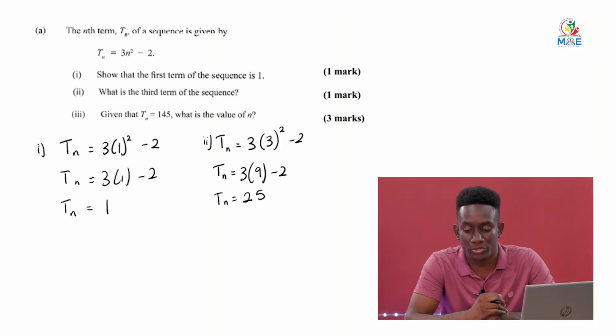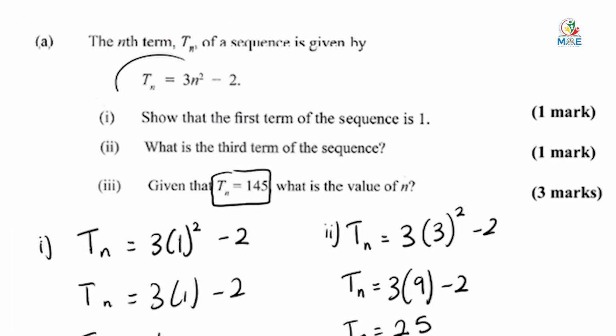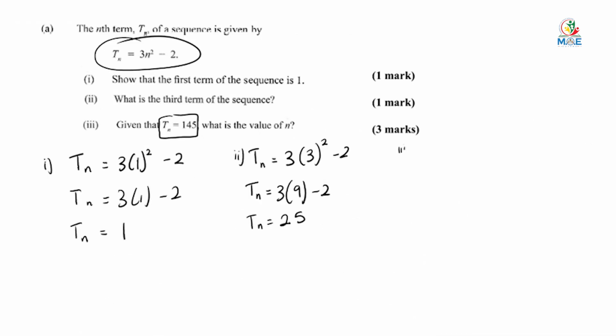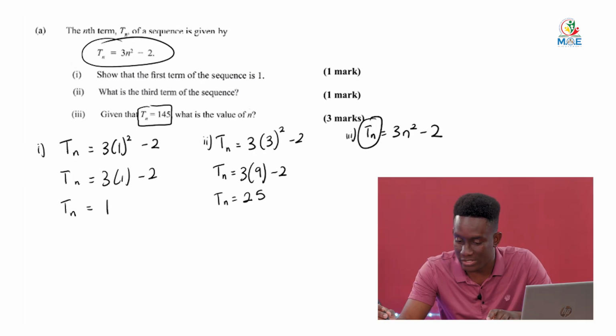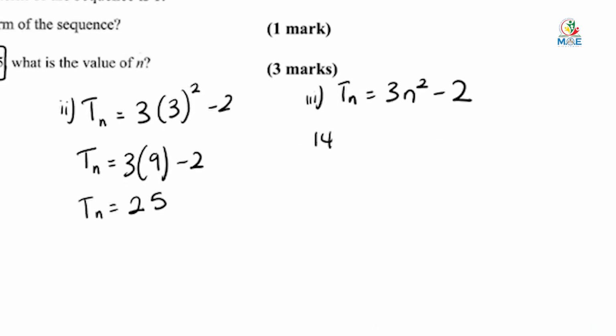So let's look at number 3. Number 3 says, given that t underscore n is equal to 1/5, what is the value of n? So we see here, t underscore n is equal to 1/5, and they want to find the value for n. We know this is the formula they give us for t underscore n, so we'll say t underscore n is equal to 3n squared minus 2. We know this is equal to 1/5 as they give us. So we have 1/5 is equal to 3n squared minus 2.